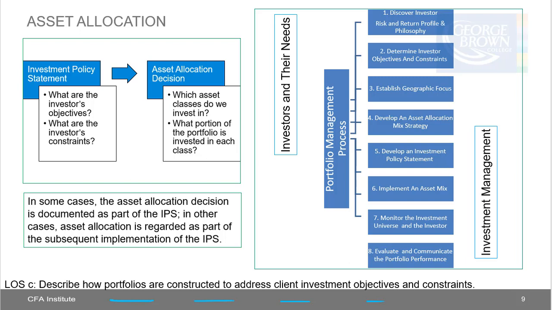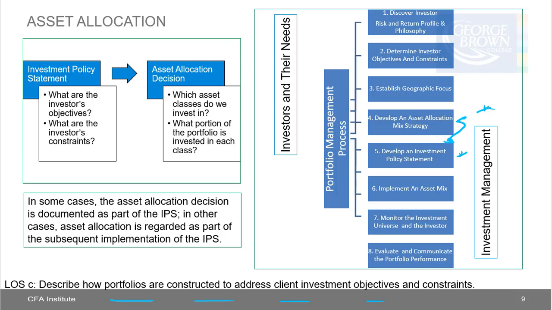In some cases, the asset allocation decision is documented as part of the IPS. In other cases, asset allocation is regarded as part of the subsequent implementation of the IPS, and that's just why I said, depending on the text or reading, you might see those steps flipped. Step number 4 could be develop the investment policy statement, and 5 could be developing the asset allocation mix strategy. It doesn't really matter. It's just you might see it in 2 different ways.